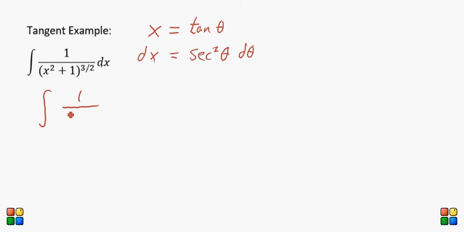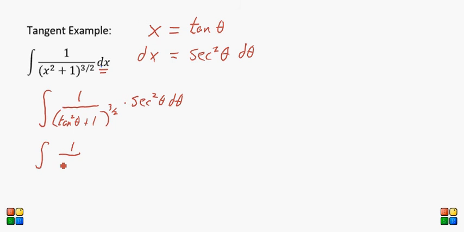1 over, and in the denominator we have, as we mentioned before, tangent squared theta plus 1, raised to the 3/2, and we should know what's going to happen there. Tangent squared plus 1 is secant squared, and that's going to combine with that 3/2 in the exponent. But I have to finish my substitution. I don't want to forget dx. dx was secant squared theta d theta.